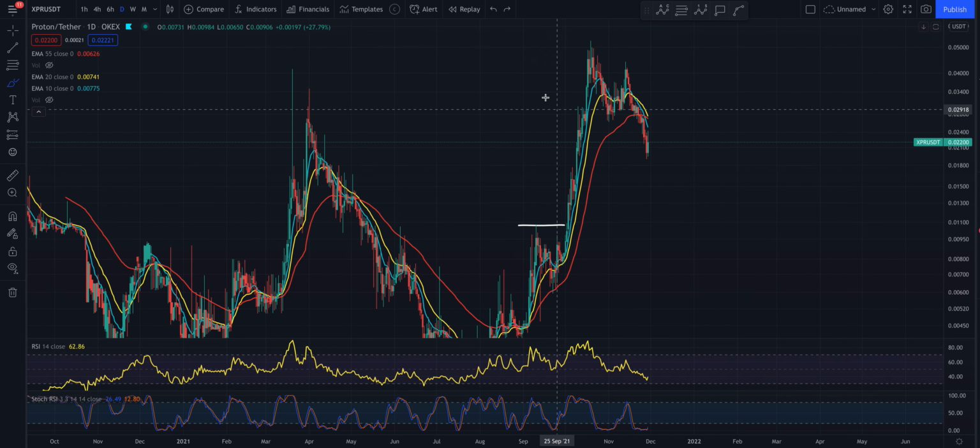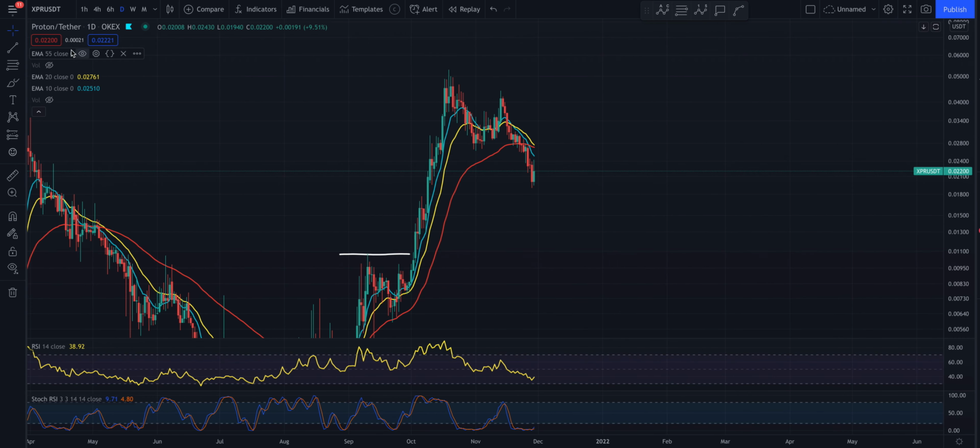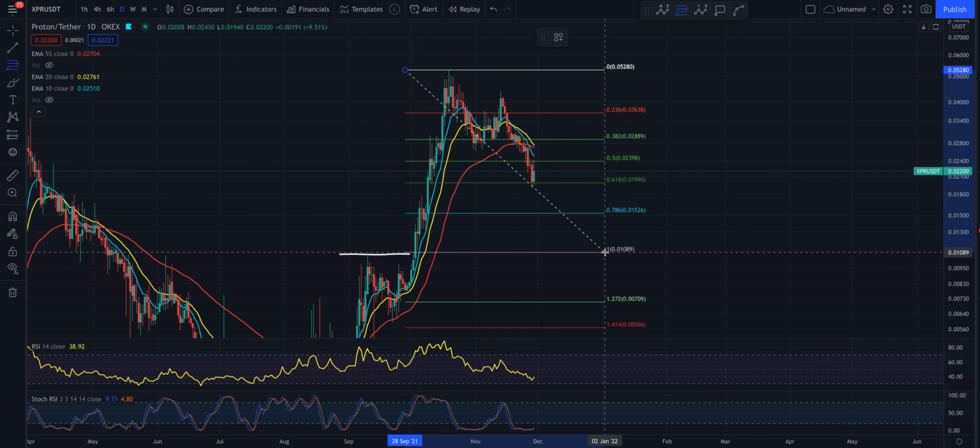But I don't necessarily envision that. I think you're doing something really bullish right now. So on the daily, if we get a fib on from this high here, this is the support that I would want to see held for XPR, as I said.